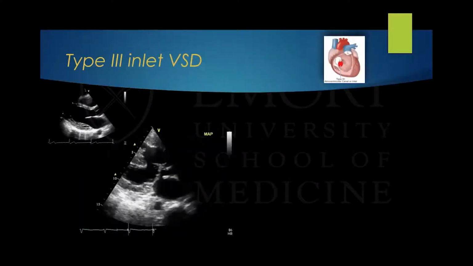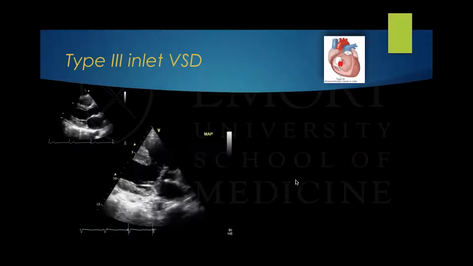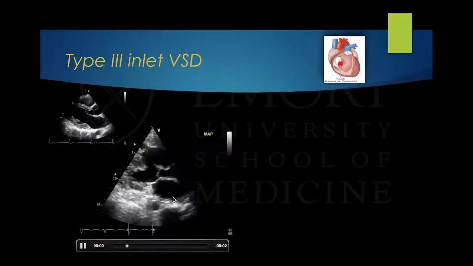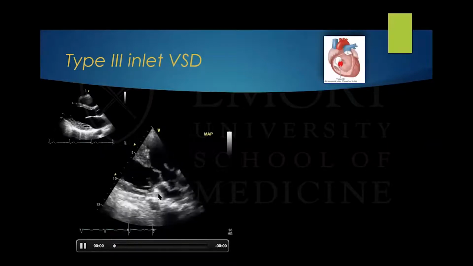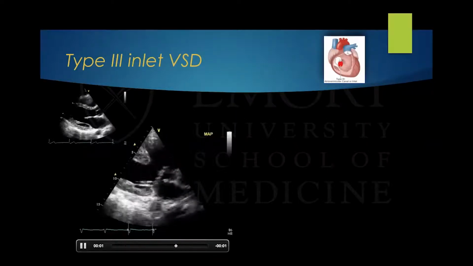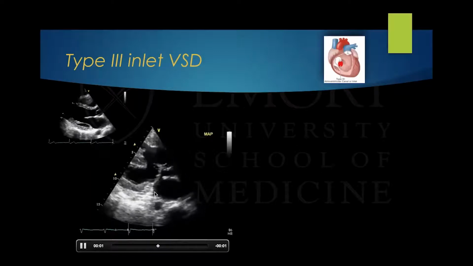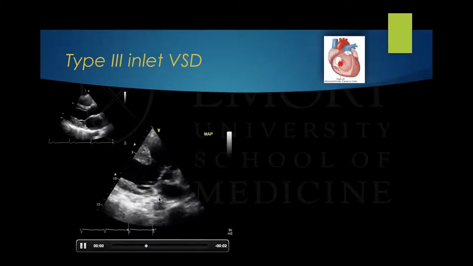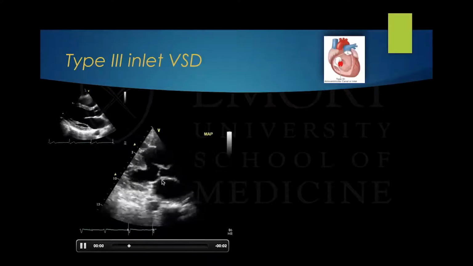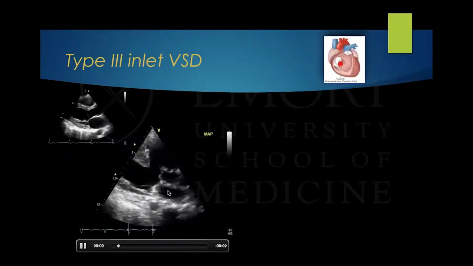The other type of VSD is the inlet VSD, and they are associated with AV canals. In this parasternal long axis view, you see that there is a very large portion of the inlet septum missing. The plane of your AV valves is equally the same, and there's also a primum ASD. So this is what we call a complete AV canal.